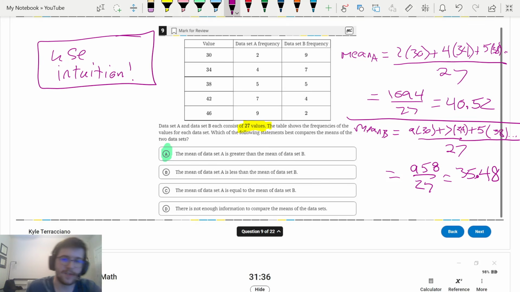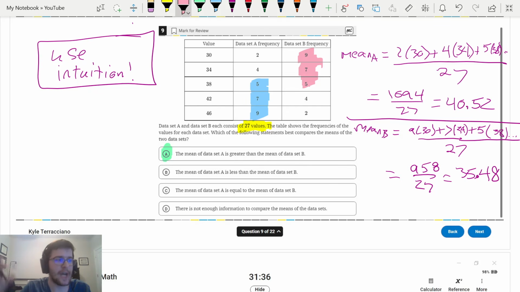Use your intuition. See how this one has bigger numbers with higher frequencies next to them, and this one has higher frequencies next to smaller numbers, and vice versa. So mean A is more heavily bigger numbers. If it has more bigger numbers in its data set, it's going to have a bigger mean. So that's the answer. The mean of data set A is bigger than B.